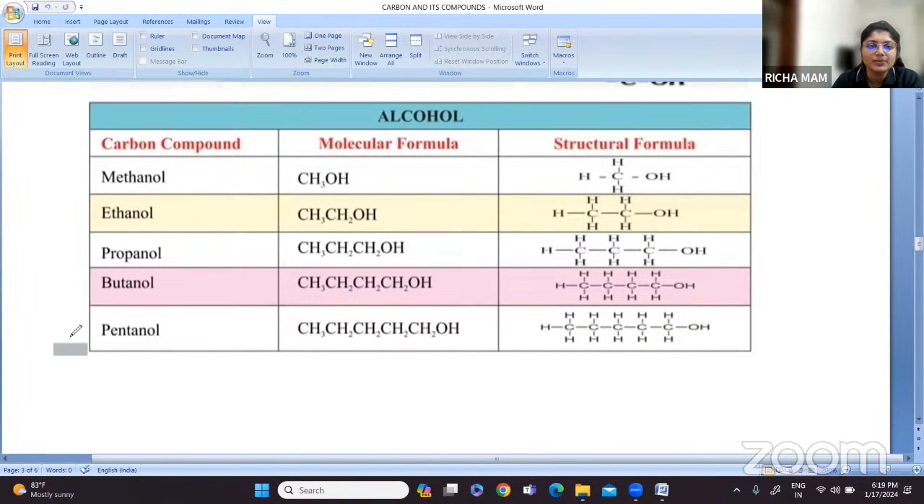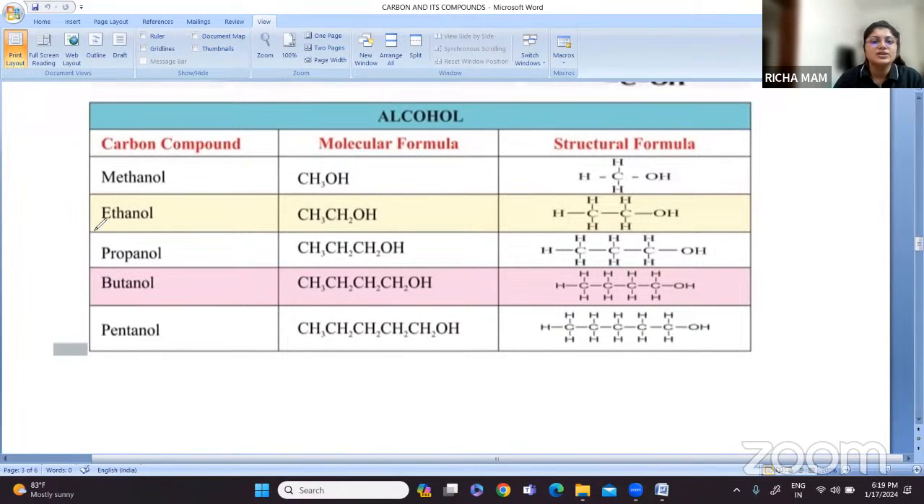Pentanol means the number of carbon atoms is five. So the number of carbon atoms are five here. You can see, right? So what is happening here? Pentane means five, so E is replaced by OL, and it becomes pentanol. So this is the molecular formula and the structural formula. Like this, we name the compounds.